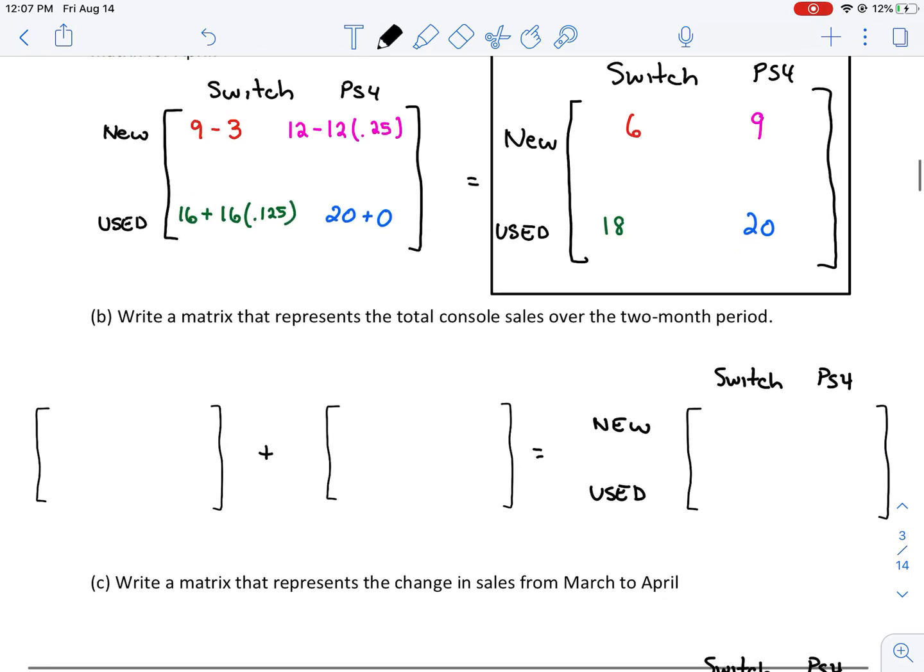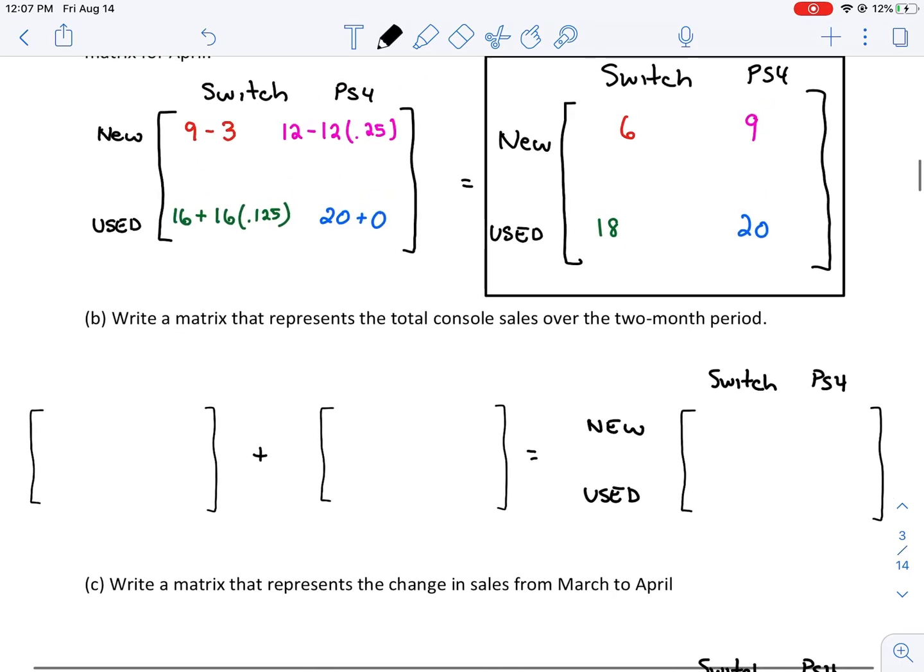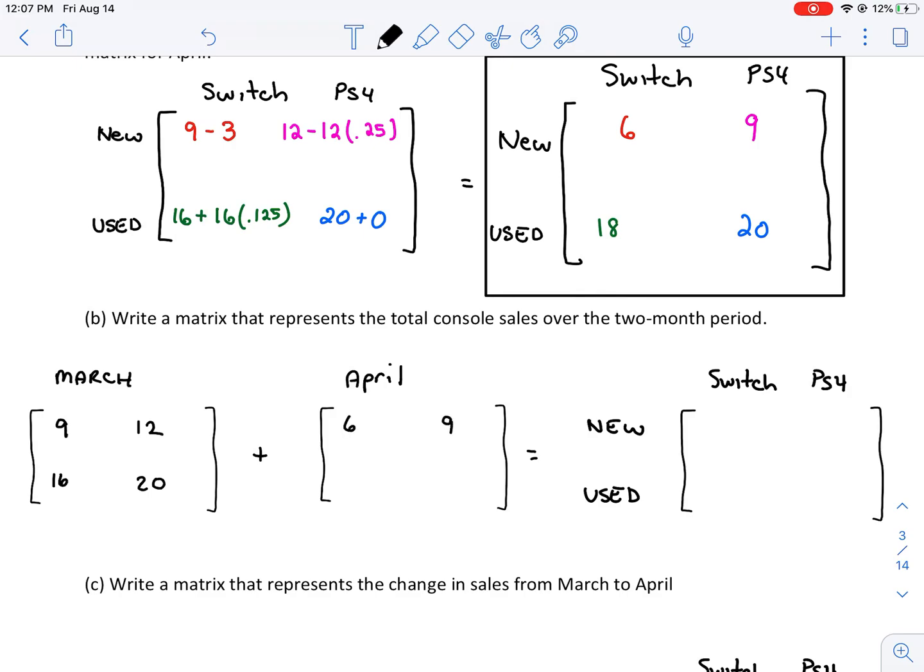All right, part B. Write a matrix that represents the total console sales over the 2-month period. Okay, so here we're going to add the total sales matrix for March to the total sales matrix in April. So the total sales matrix for March looks like this. And the sales matrix for April, we just determined in part A, looks like that.